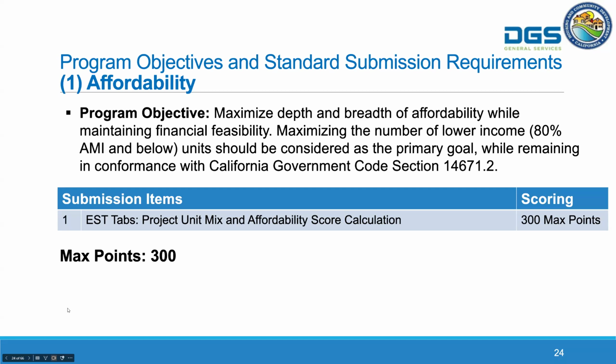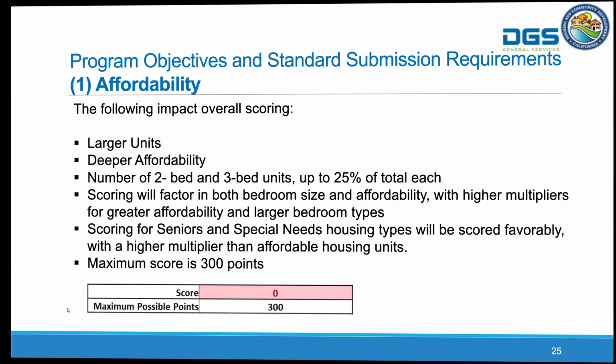As far as submission items for this category, there are two tabs within the Excel submission tool that will be used to meet this objective. The unit mix, which relies, as I just mentioned, currently on 2023 TCAC rents and will be updated very soon with the 2024 TCAC rents, and then in the future with 2025 rents. That's the unit mix tab. And then there's another tab that Macy's going to walk through on the next few slides for our affordability score calculation sheet. And if you go to the next slide, I'll turn it over to Macy to do that.